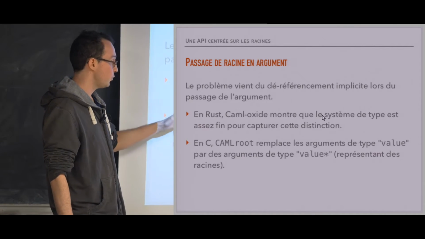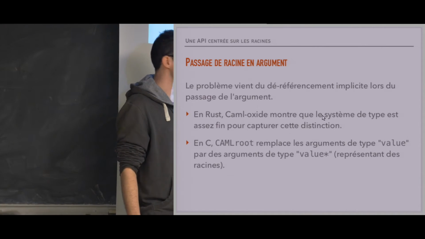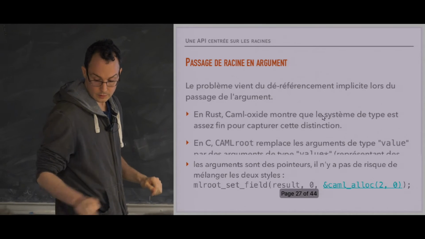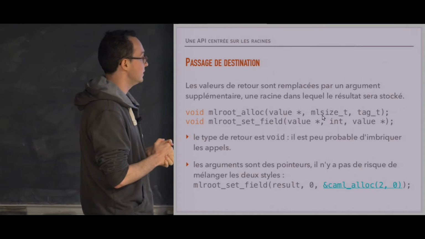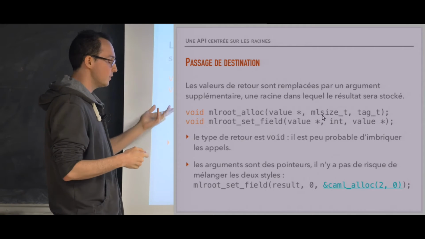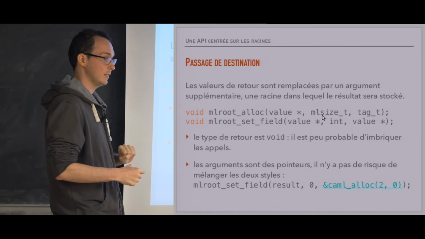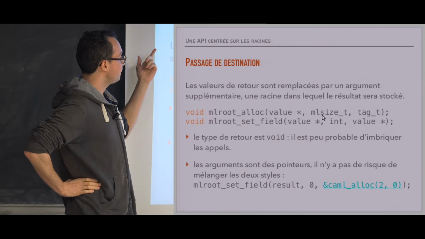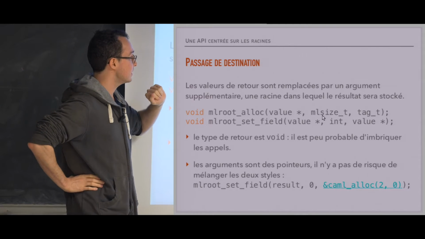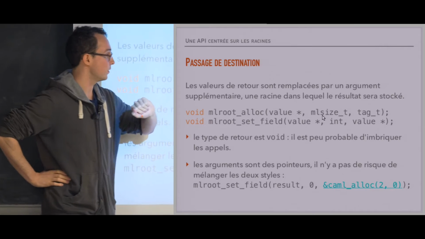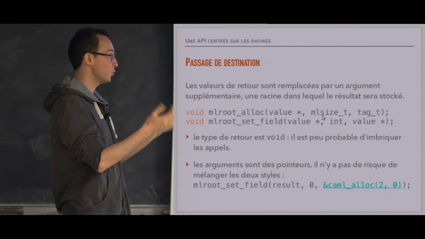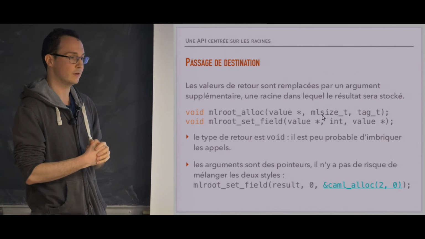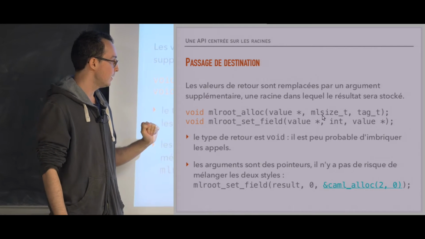So what we propose in this library is to replace all arguments of type value by arguments of type value star. And the address of the root is stable. So even if the GC changes the value which is stored at this address, we won't have a problem. And we cannot have return values with this style. So what we do instead is to pass one more argument, another root in which the result will be stored. So the API has to be rewritten in a kind of destination passing style.